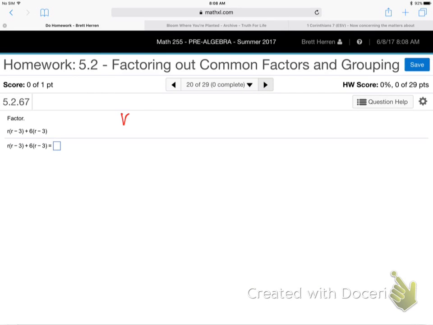Okay. R, parentheses R minus 3 plus 6, parentheses R minus 3. Try that one. So whatever they have in common goes in the front.